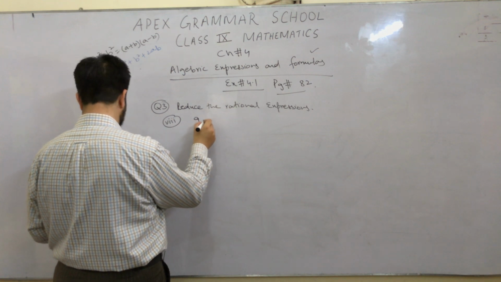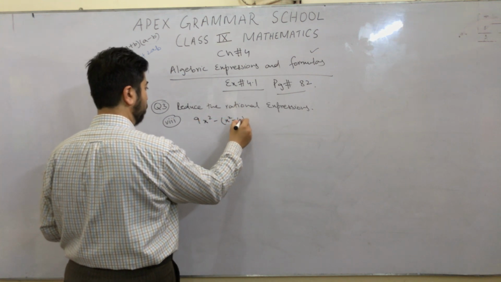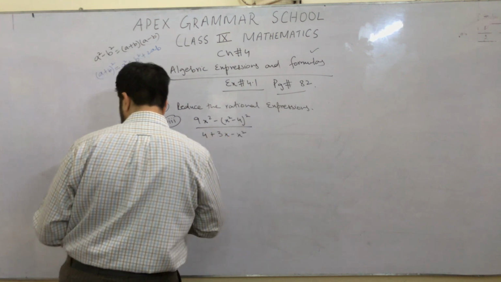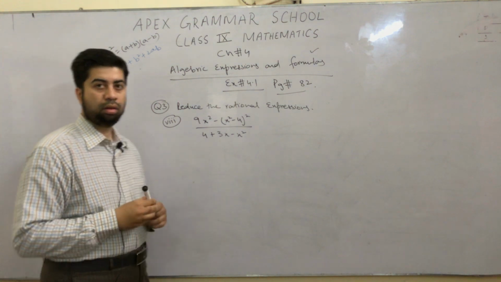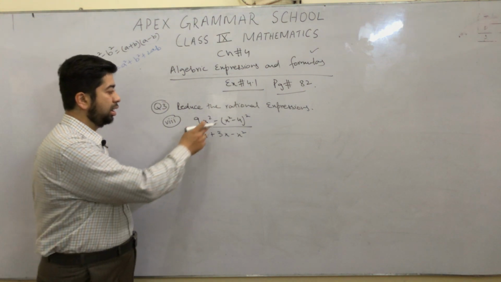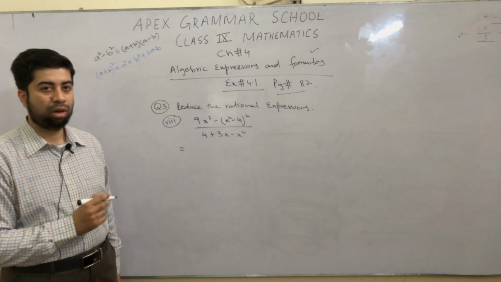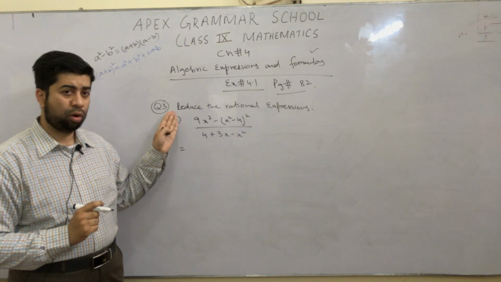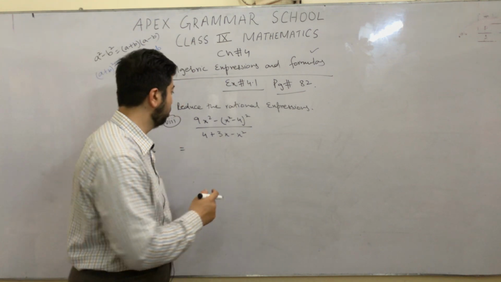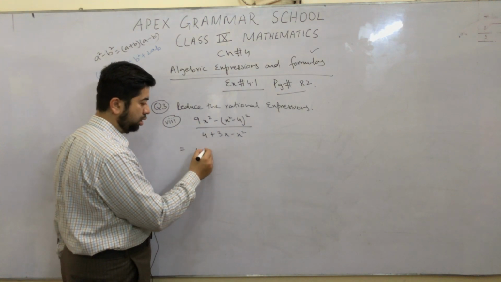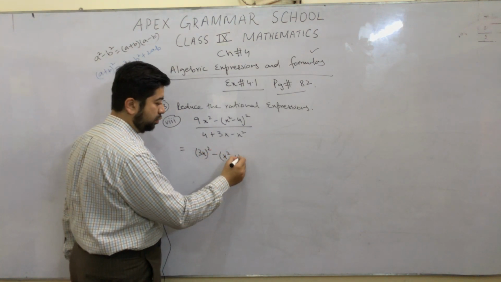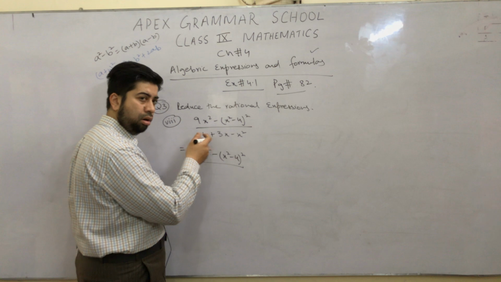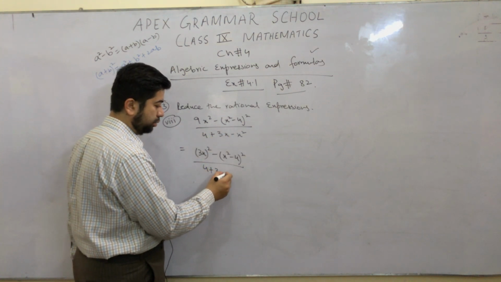This is 9x square minus, x square minus 4 whole square, and in the denominator 4 plus 3x minus x square. You can see that here it is again going to become a formula. 9x square: which number is the square of 9? That is 3. So you can now write 3x square minus x square minus 4 square, and in the denominator there is no formula going to begin, so you can write it as it is.